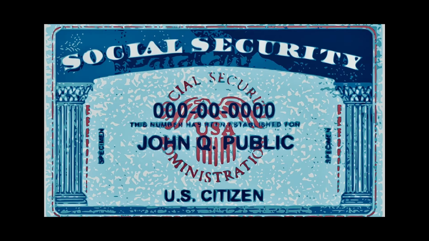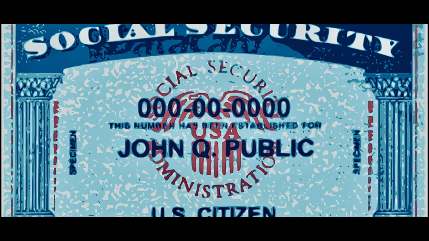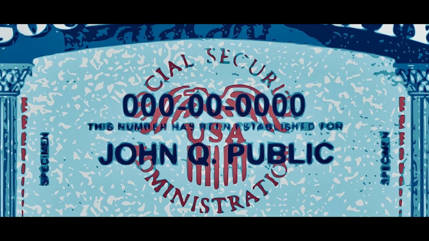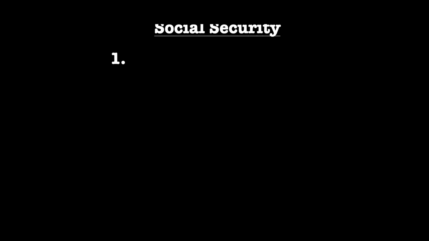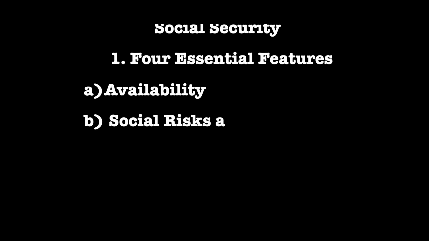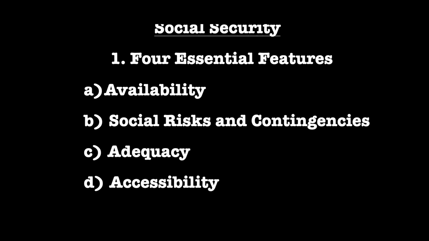Moving right along, I'm going to use the United States as an example because it's the nation that I know the best. But as I explain this, think of how Social Security is dispensed in your particular country. So now there are 4 essential features of Social Security that's required of each nation regardless of income. They are availability, social risks and contingencies, adequacy, and accessibility.